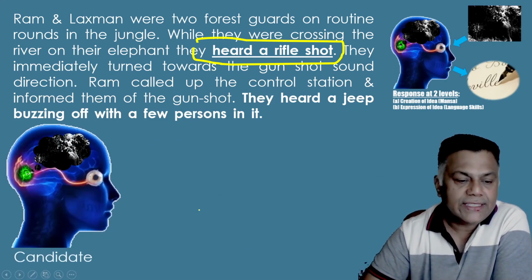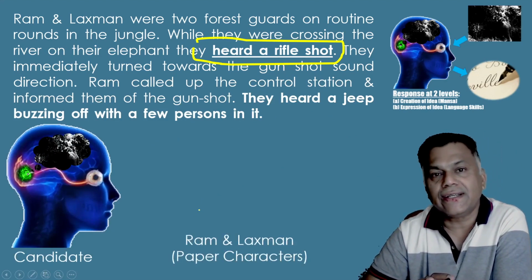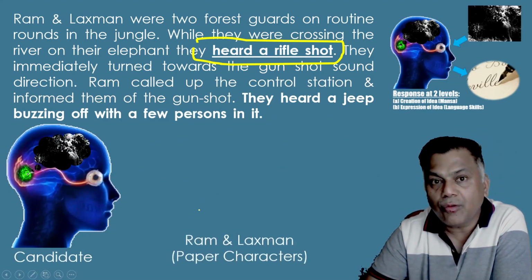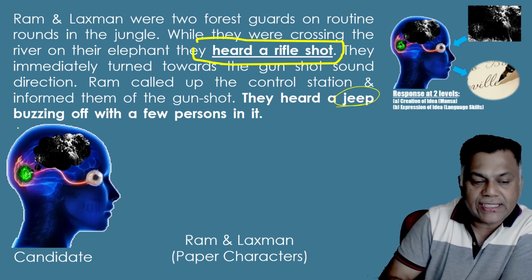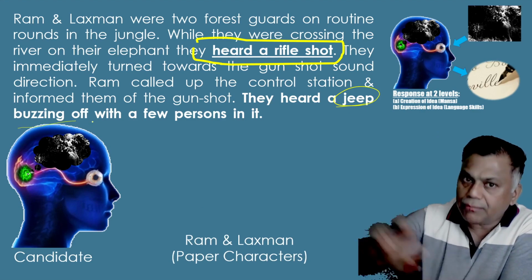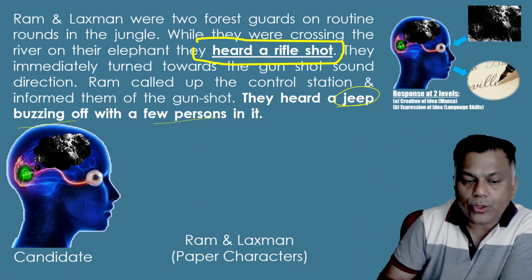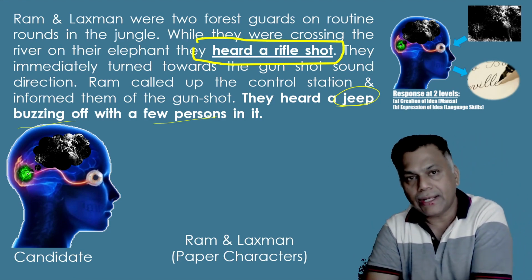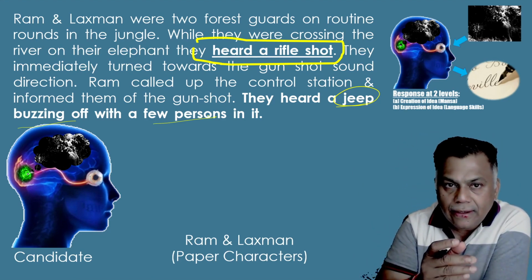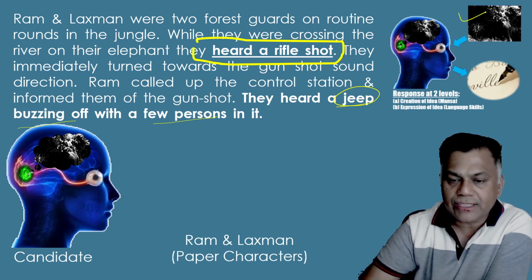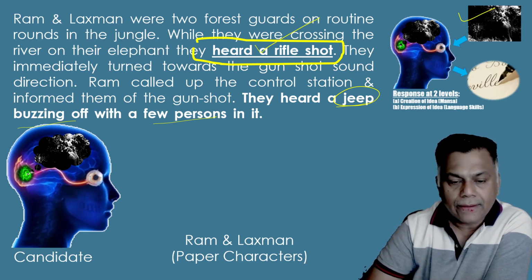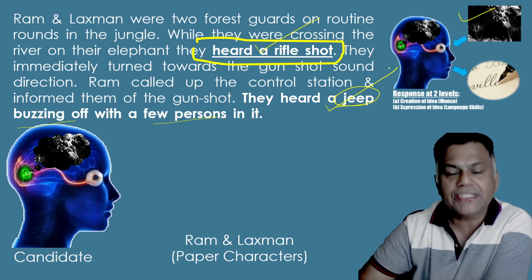So they heard a jeep buzzing off with a few persons in it. So when Ram and Lakshman went a little further investigating after making the call, what did they see? They saw a jeep going very fast in some direction, with some people inside. Now clearly this is a third dose of stimulus. The first was the psychologist gave this picture. The second dose was that you heard a gunshot. The third dose is you heard a jeep buzzing off.